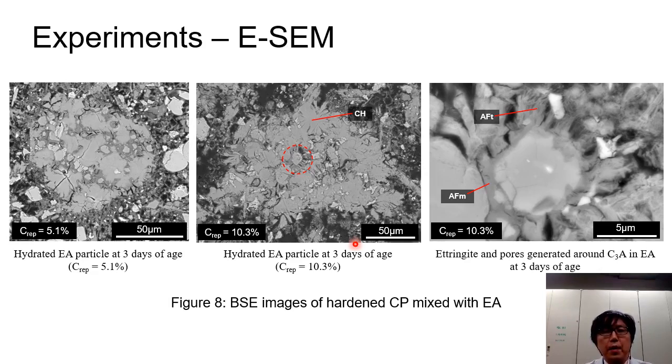In addition, a large amount of pores were simultaneously generated around the ettringite. From these results, it is considered that when the replacement ratio exceeds 6.4%, ettringite is generated inside the expansive additive, and as a result, a rapid expansion strain is applied to the cement paste, resulting in a decrease in strength.